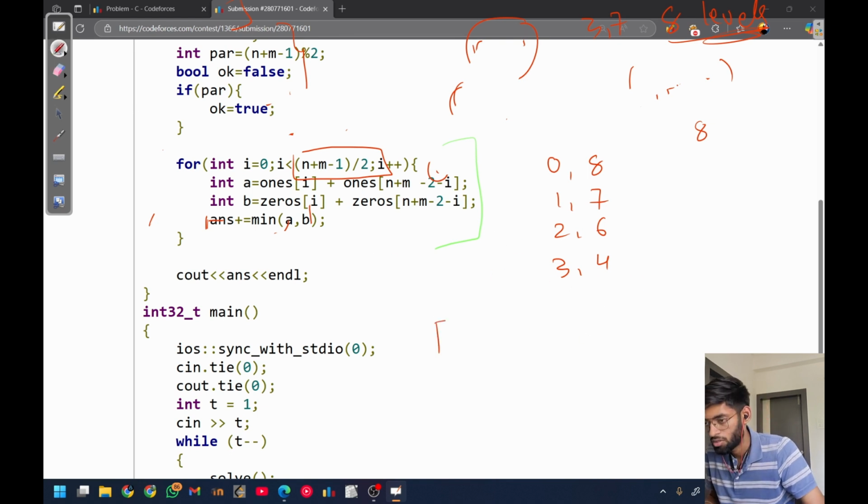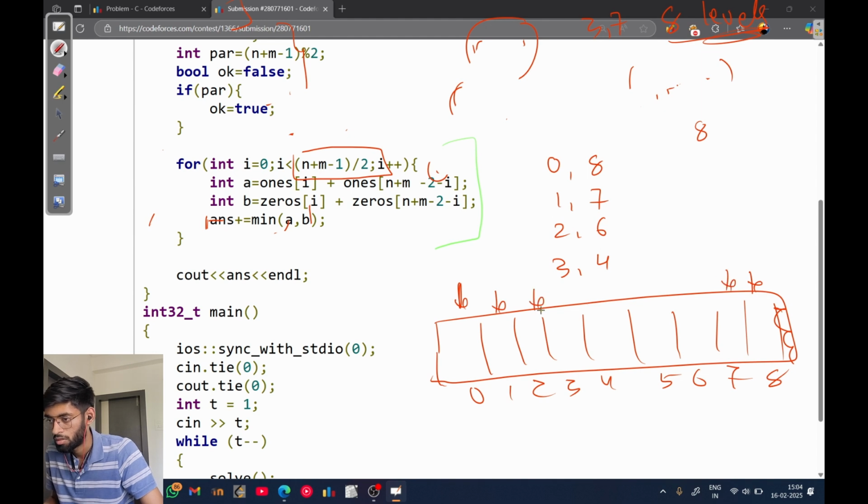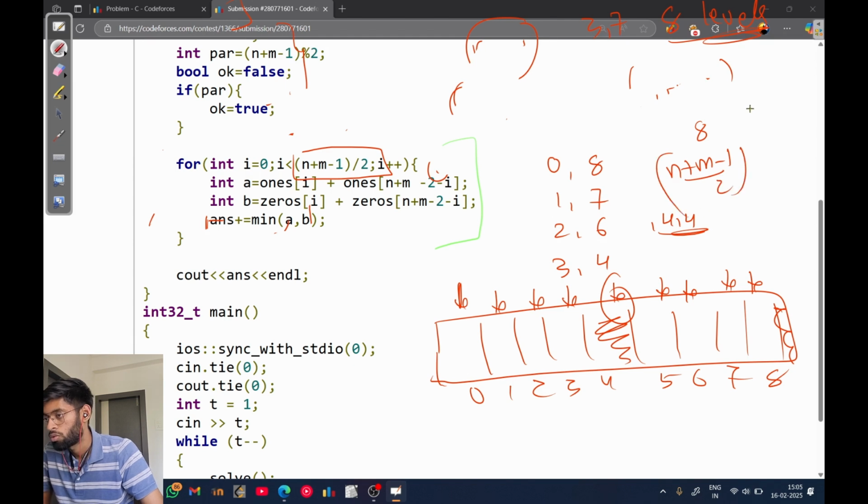let's take the array so that it will get more clear. 0, 1, 2, 3, 4, 5, 6, 7, 8. 0, 1, 2, 3, 4, 5, 6, 7 and 8. Okay. So one is this one, another is this one: 0, 8, 1, 7, 2, 6, 3, 5 and 4, 4. But is there any need to consider this level? I don't think so. So that's why (n plus m minus 1) by 2. So total of 10 minus 1, 9 by 2 equal to 4.